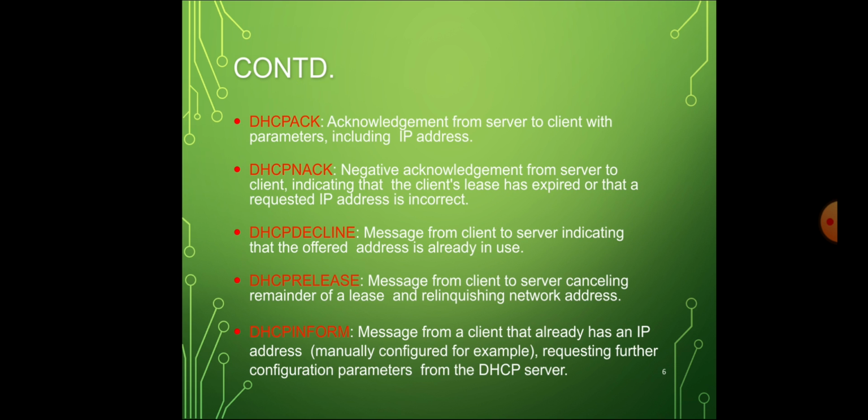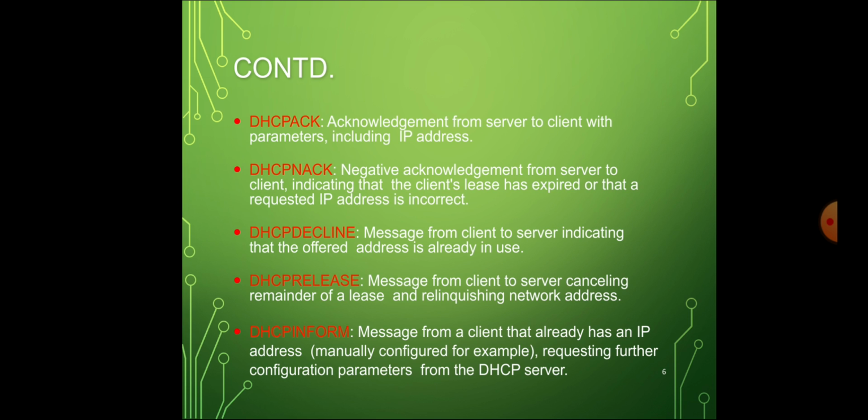Now DHCP acknowledgement. So acknowledgement from a server to client with a parameter including IP address. So the server sends the acknowledgement to the client that these are the IP addresses. Okay. Now DHCP negative acknowledgement.